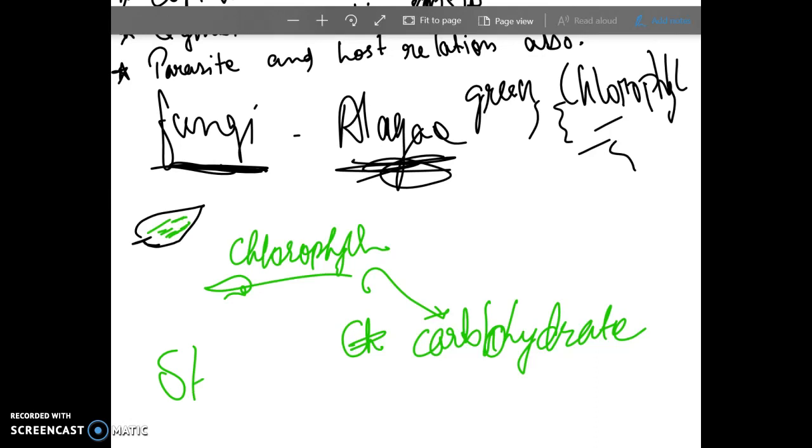In the form of starch. Starch is a type of carbohydrate. So this is the basic function of chlorophyll. So basically, the leaves are the food factories of the plant.